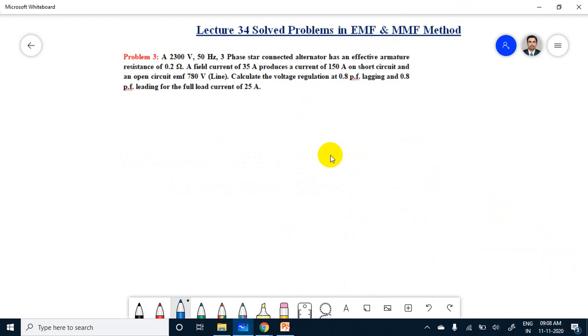Okay, first we will write what you have to calculate. It will be the voltage regulation at 0.8 power factor. First we will write the given data. The machine is a star connected alternator.